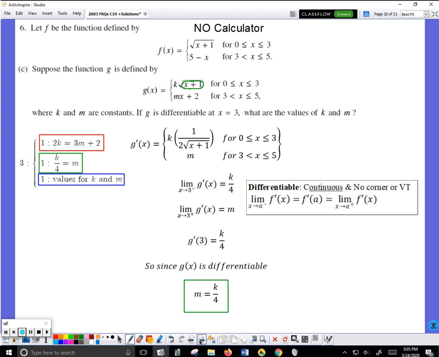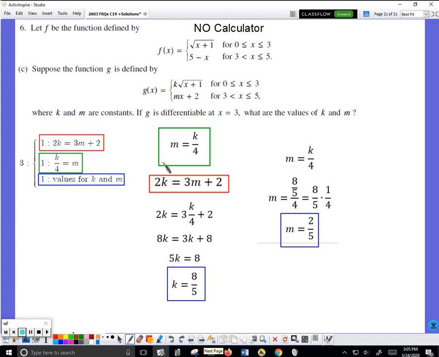Now I have 2 equations with 2 unknowns, the green and the red from the earlier part. I can use these 2 to go find k and m. I will take the k over 4, put it in place of m. And now I use algebra to solve for k. I don't like fractions, so I first multiplied both sides by 4. So 2k becomes 8k. The 4 here has to distribute. So the 4 times this will get rid of this, but the 4 distributes to give me an 8 here.